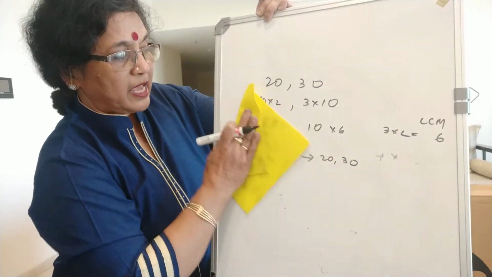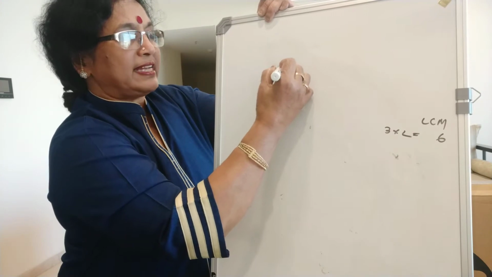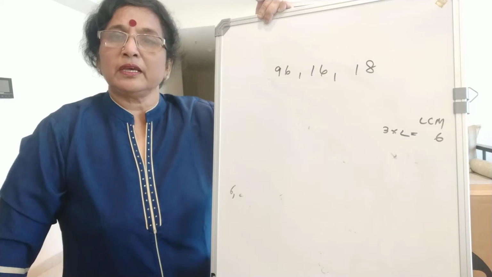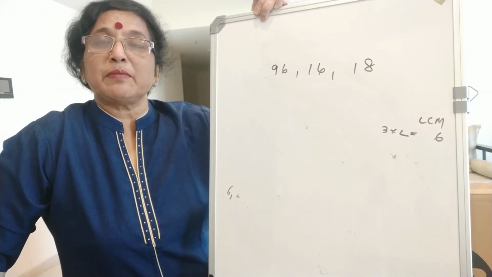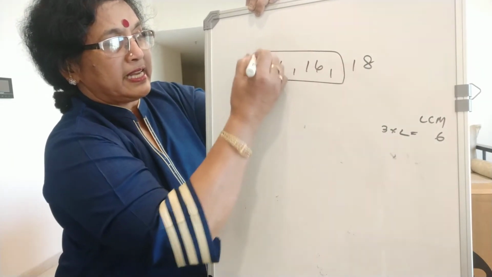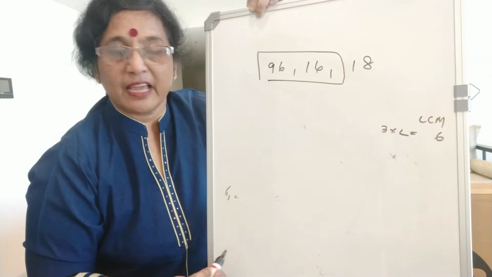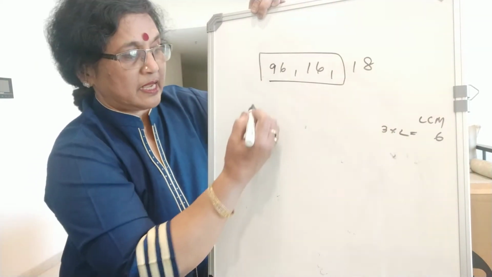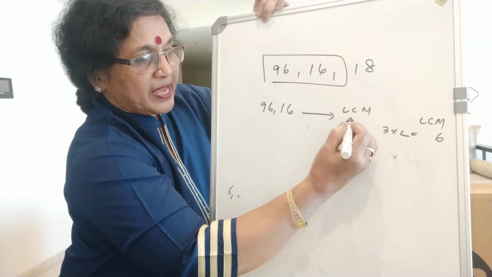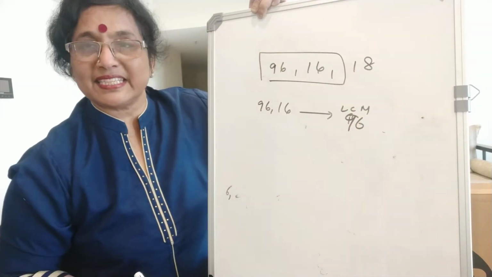Suppose you have 96, 16 and 18. Right? You have 3 numbers whose LCM I have to find out. You know that, very easy, 16 and 96. The LCM itself is 96 because 16 6s are 96. So for 96 and 16, the LCM is 96.